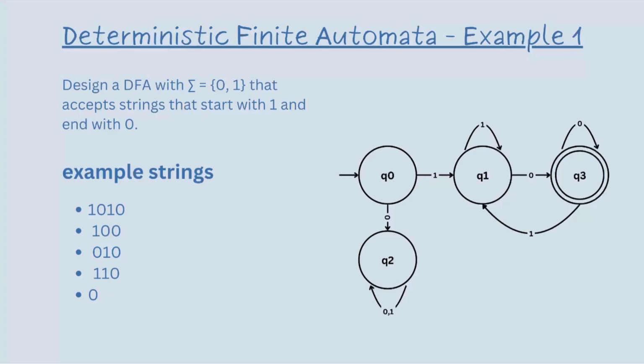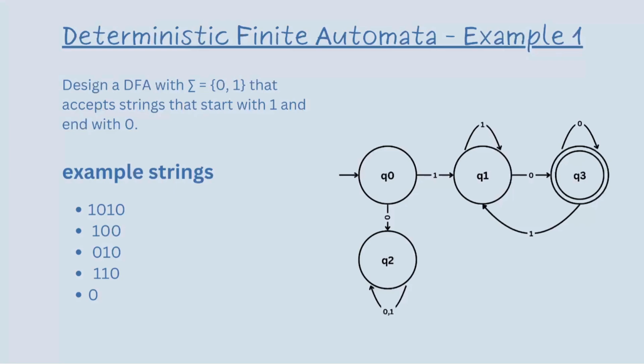We can go through some example strings to verify that our automaton works. So first we can just look at the strings and see whether or not they should be accepted. So our first string is 1010. Now this string starts with a 1 and it ends with a 0. Therefore, it should be accepted. So we can go through the automaton to verify it. We start at Q0, then you read a 1, you go to Q1. Then from Q1, you read a 0, you go to Q3. Then you read a 1, you go back to Q1. Then you read a 0, and you go to Q3. So you end up in Q3, which is an accept state, therefore the string is accepted.